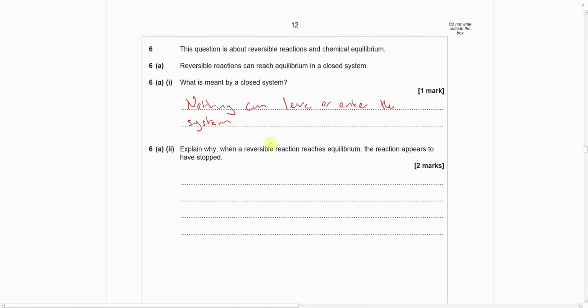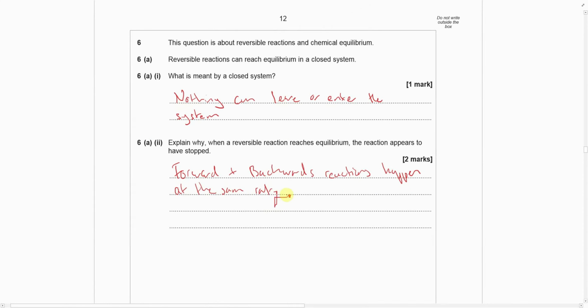6a, part 2, explain why when a reversible reaction reaches equilibrium, the reaction appears to have stopped. So the reaction appears to have stopped. Now, 2 marks. The first thing is, obviously, it's asking for your understanding of an equilibrium. So at equilibrium, the forward and backwards reactions happen at the same rate. Forward and backward reaction have the same rate.